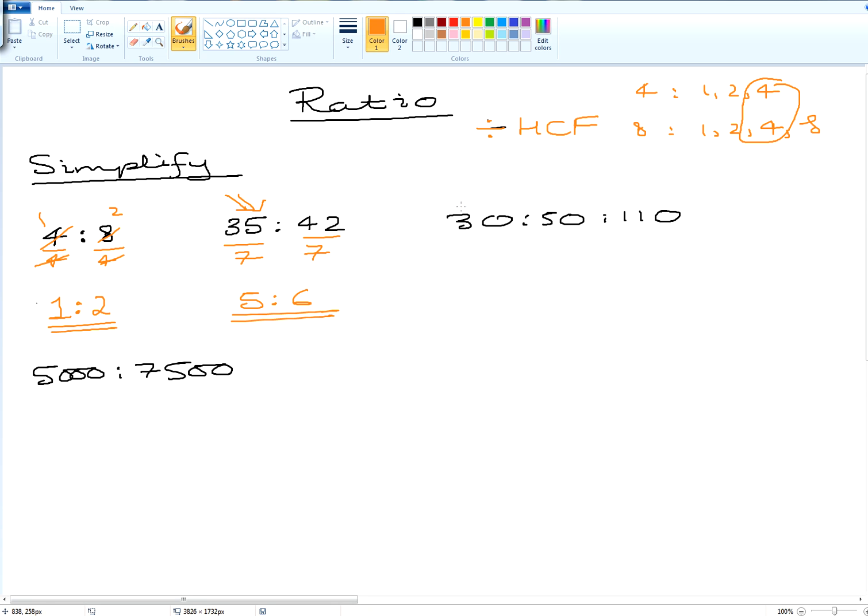Okay, the next question, Alishba. 30, 50, and 110. What is the obvious highest common factor in that one? 10. Well done. So we divide that by 10, divide that by 10, divide that by 10. So we just remove the zeros, an easy way of doing it. So we're left with the ratio of 3 to 5.